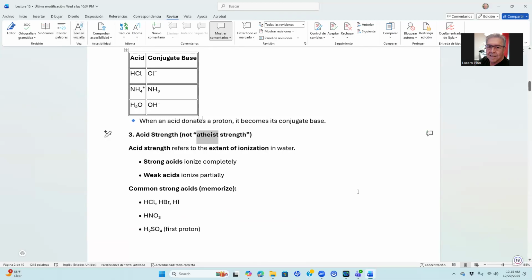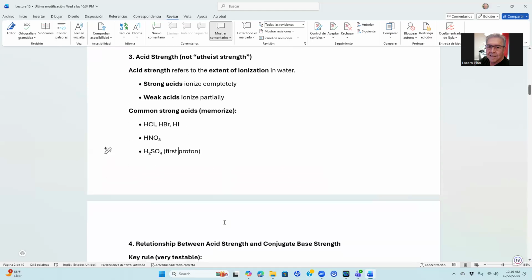Acid strength. Acid strength refers to the extent of ionization in water. Strong acids ionize completely. Weak acids ionize partially. Common strong acids, memorize: HCl, HBr, HI, HNO3, H2SO4, first proton. Yes, only the first proton in sulfuric acid is considered a strong acid.